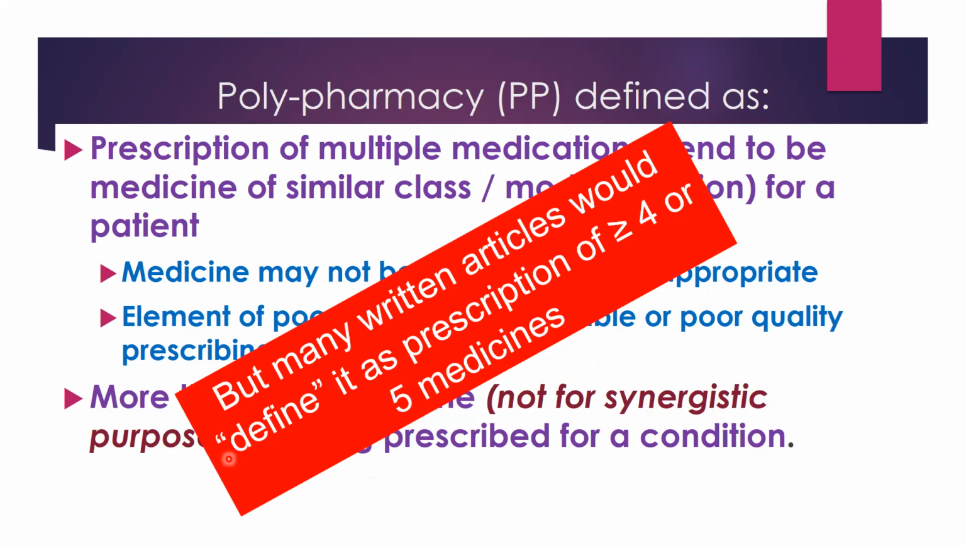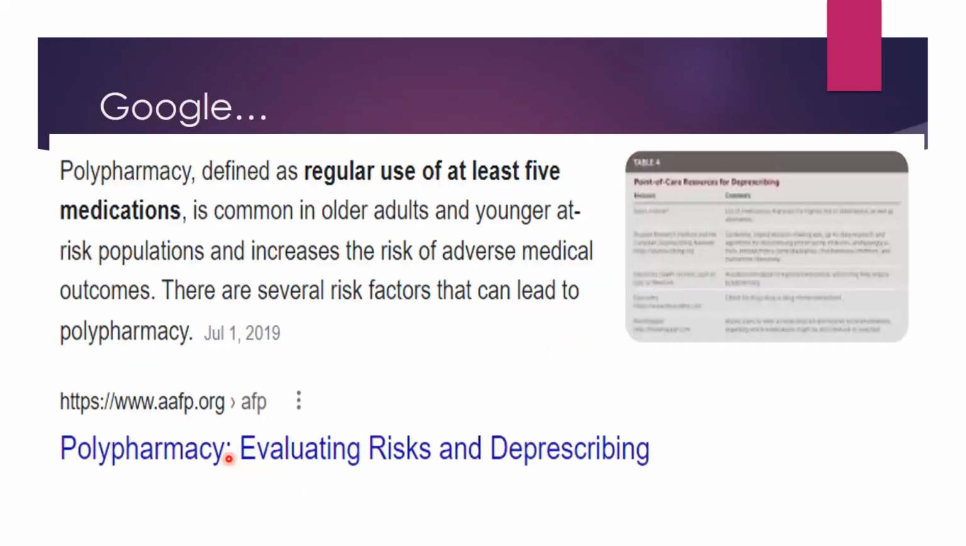Another definition for polypharmacy is when the patient is using more than 4 or 5 medications. This is also called polypharmacy. But for this lecture's purpose, we are talking about using medications in the same class inappropriately. So if we put polypharmacy into Google, this definition will pop up, which is not the main discussion for today. This is quite common now.